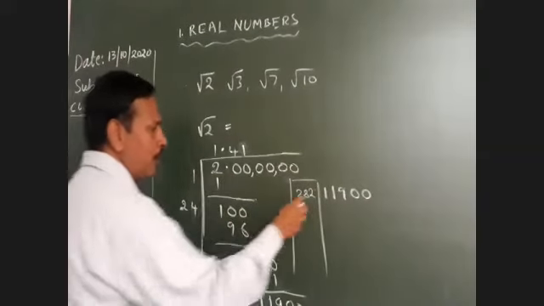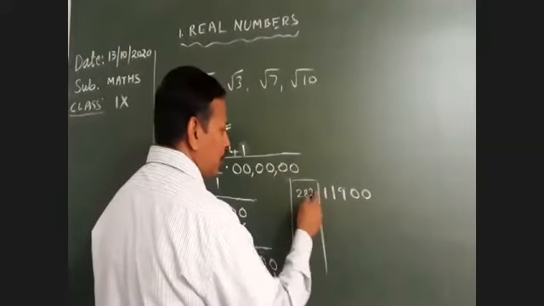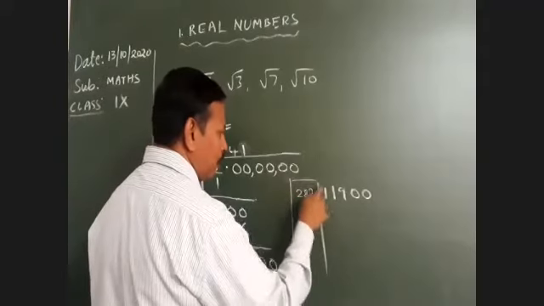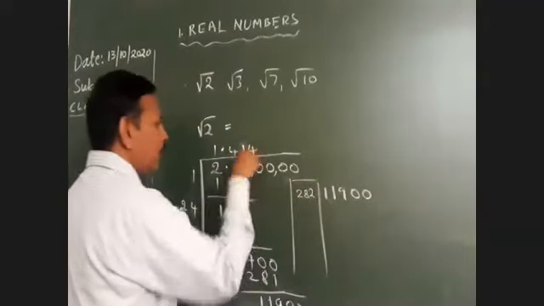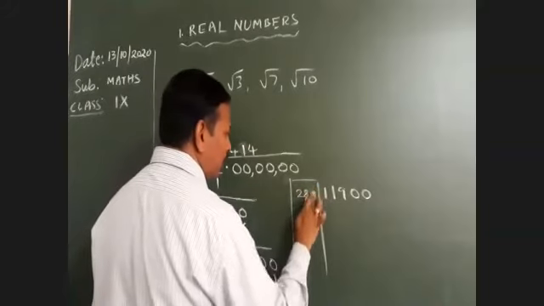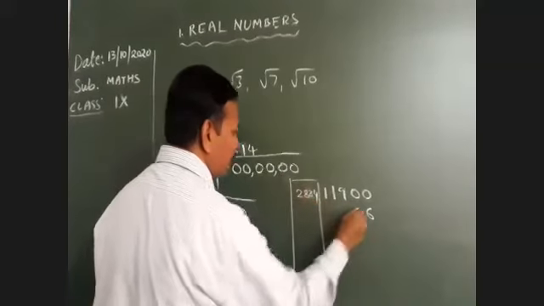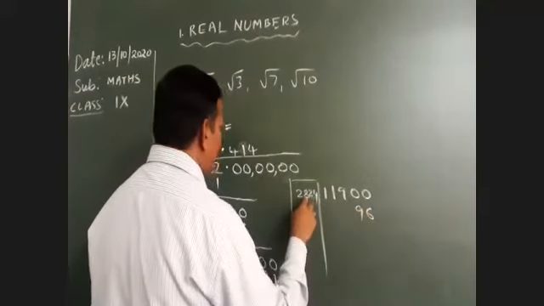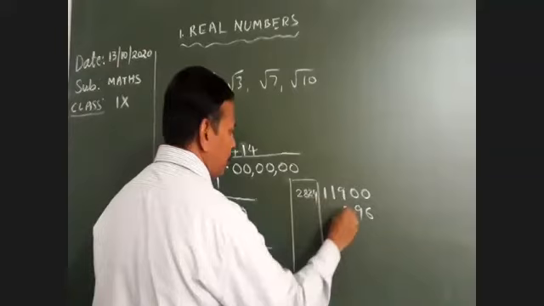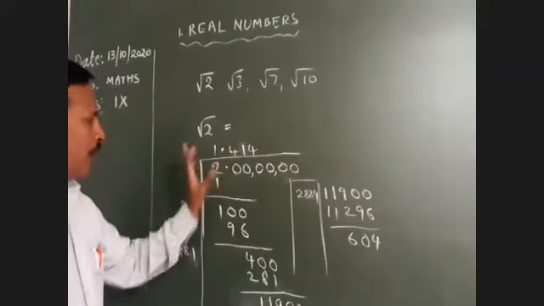Now again you can try for 1. 2 ones are 2, 3 twos are 6, 4 twos are 8, 5 twos are 10. 5 may not go, come back to 4. Here 4, and here also 4. 4 fours are 16, 4 twos are 8 plus 1 is 9, 4 eights are 32. 4 twos are 8. Now root 2 is equal to 1.4.